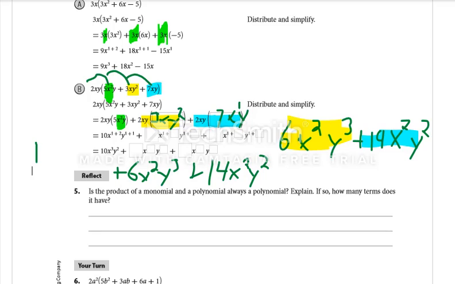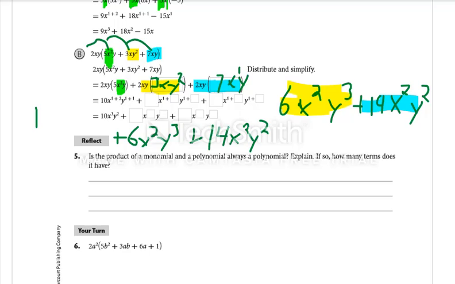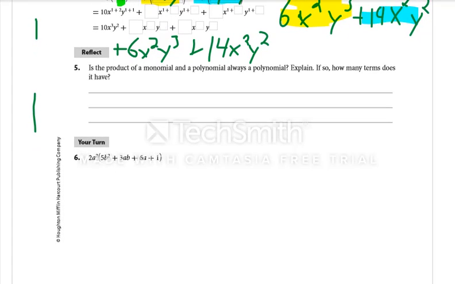So, I do want you to think about this last piece. Is the product of a monomial and a polynomial always going to be a polynomial? So I want you to think through that, explain, write it out, and think about how many terms it would have. After you're ready with that, I want you to work on the Your Turn. So do that, and then I'll go through that in just a second.